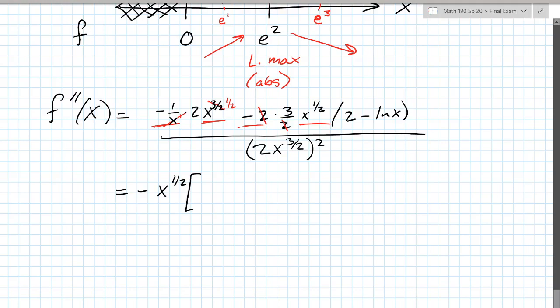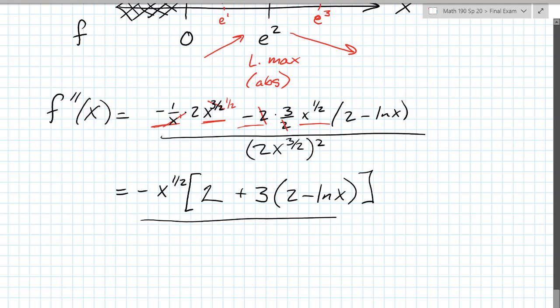What do we have left up top? Looks like we have a 2. Then we have a plus 3 times 2 minus the ln of x. And on the bottom, we have squaring this, 4x to the third. Also, since this is multiplication right here, I can simplify the x to the half and the x to the third, and I get 2 thirds is 6 halves, and that would give me a result of 5 halves there as the exponent.